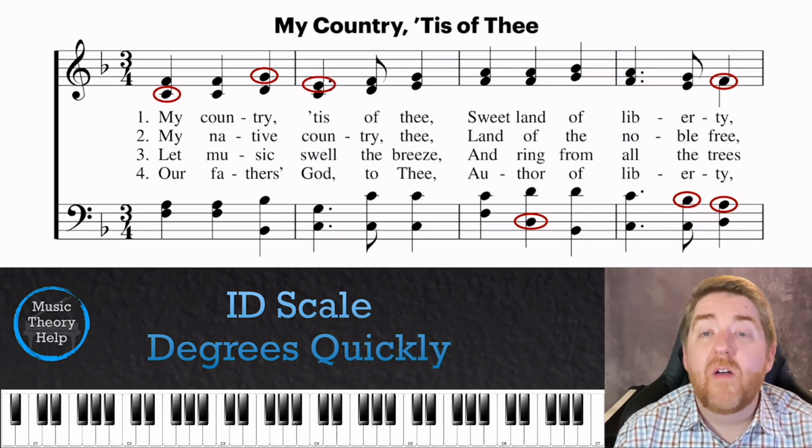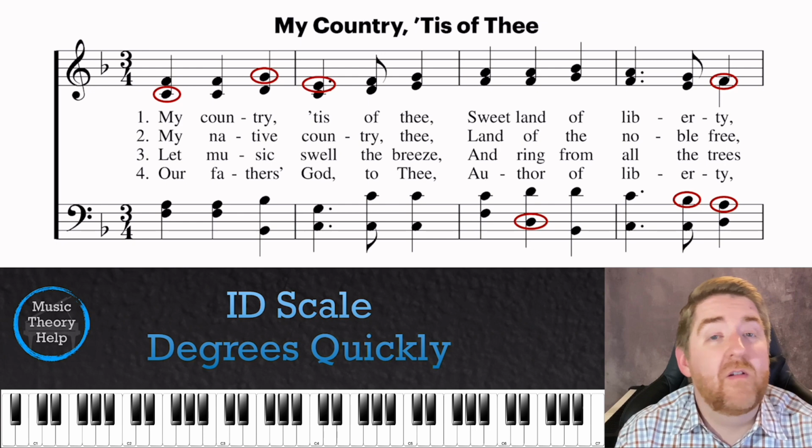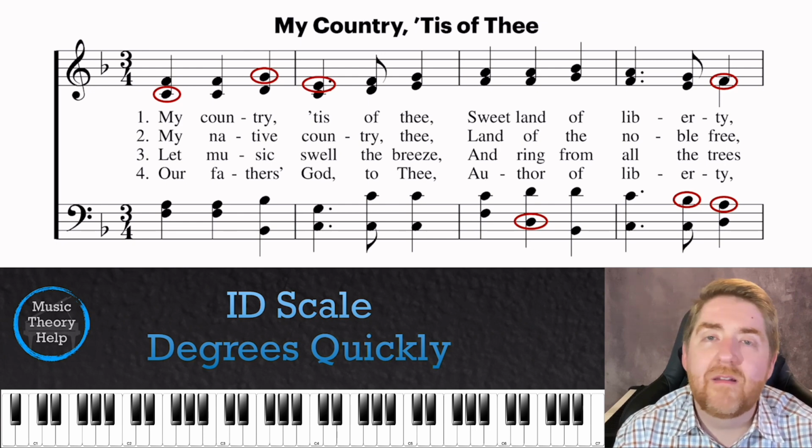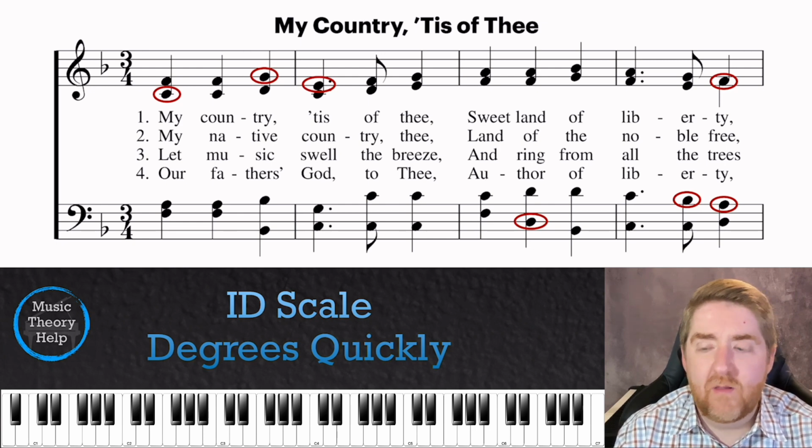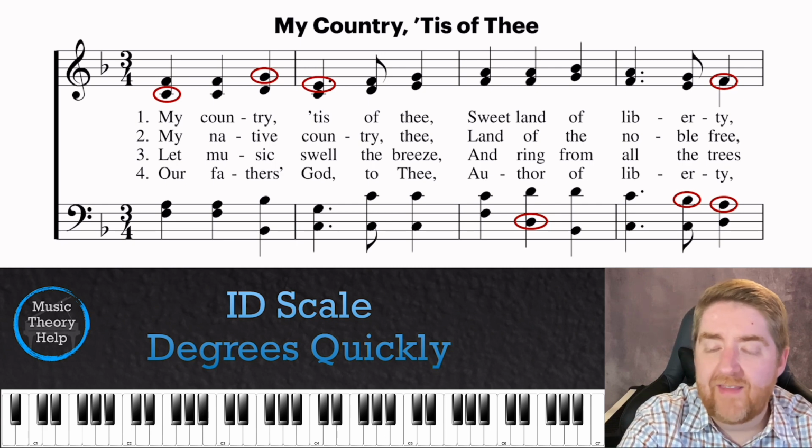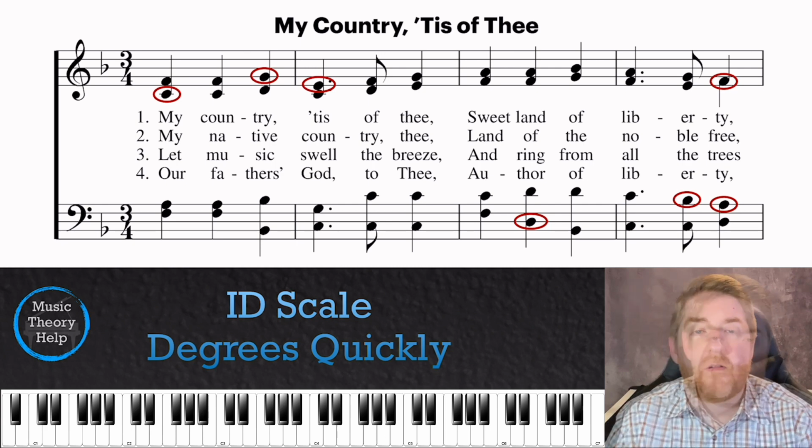Here is an example of My Country 'Tis of Thee, or in the UK, you know this tune as God Save the Queen or God Save the King. Listen to a little bit of it, and then we'll identify these scale degrees that are circled.